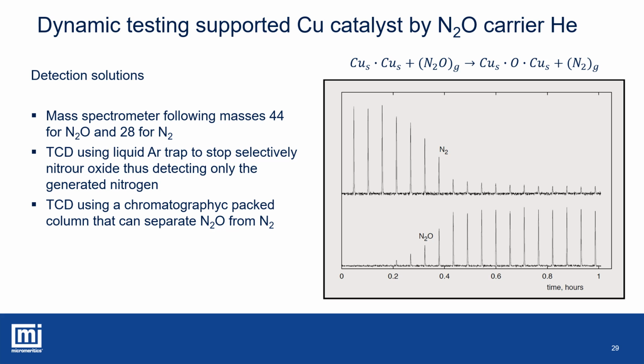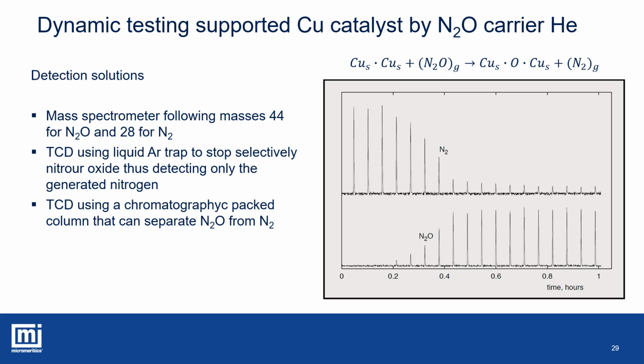In this case, the dynamic technique can solve the issue, but in the carrier we will have 3 gases: helium, nitrous oxide and nitrogen. Therefore, the TCD detector in these conditions cannot be used for quantitative analysis. There are several solutions to this analytical problem. Using a mass spectrometer following masses 44 for nitrous oxide and 28 for nitrogen, or using the standard TCD but freezing the unreacted nitrous oxide with a liquid argon trap, thus detecting only the generated nitrogen. Finally, using the TCD with a prior separation of N2O from nitrogen using a short chromatographic packed column, like for instance the Porapak N.